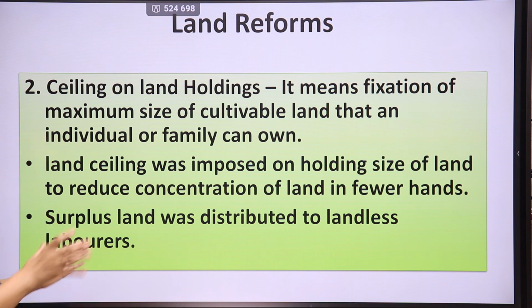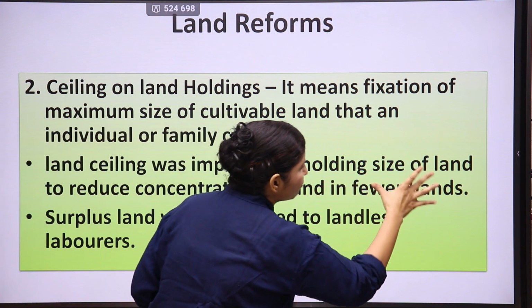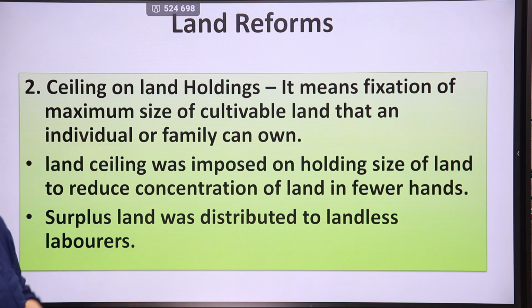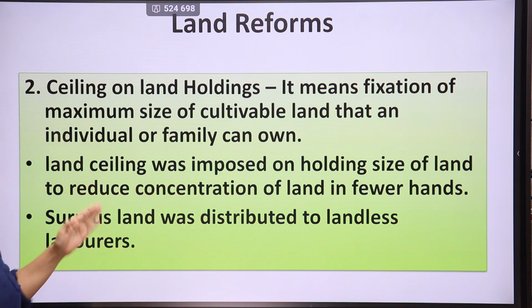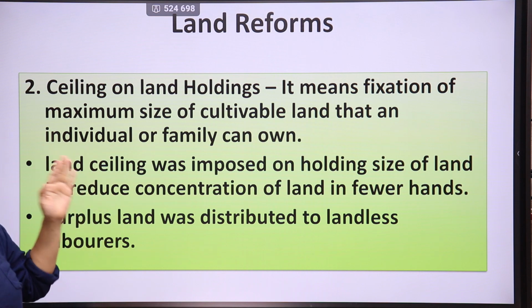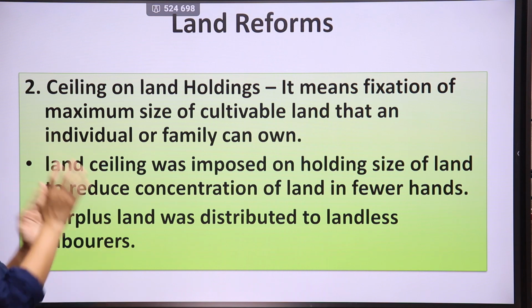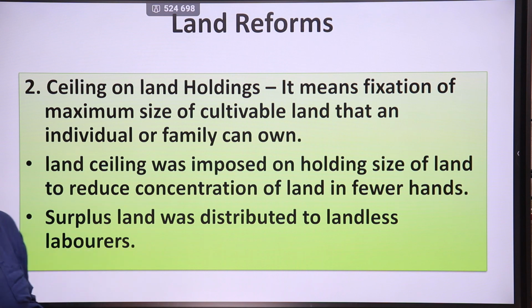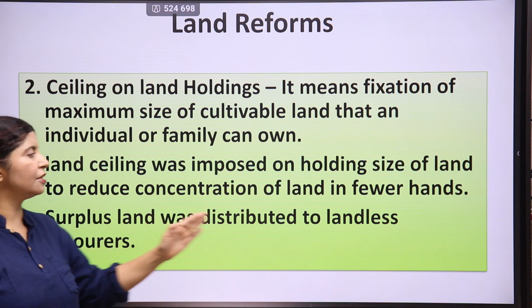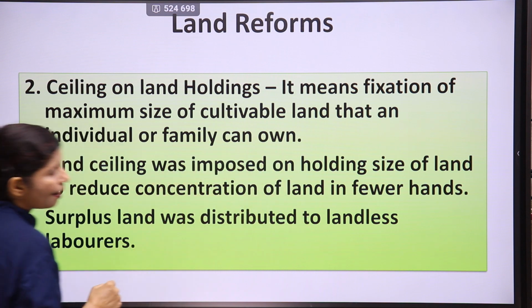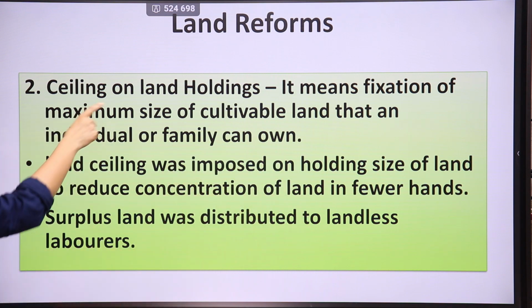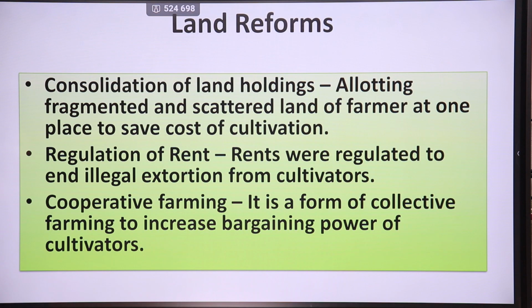So this concentration of land in fewer hands, in the hands of zamindars, was stopped or removed when India gained independence. It removed the zamindari system, it abolished it and gave away land to actual tillers or the farmers of the land. Surplus land was distributed to landless laborers. So land which was taken away by zamindars by the law of land ceiling was given to actual tillers.